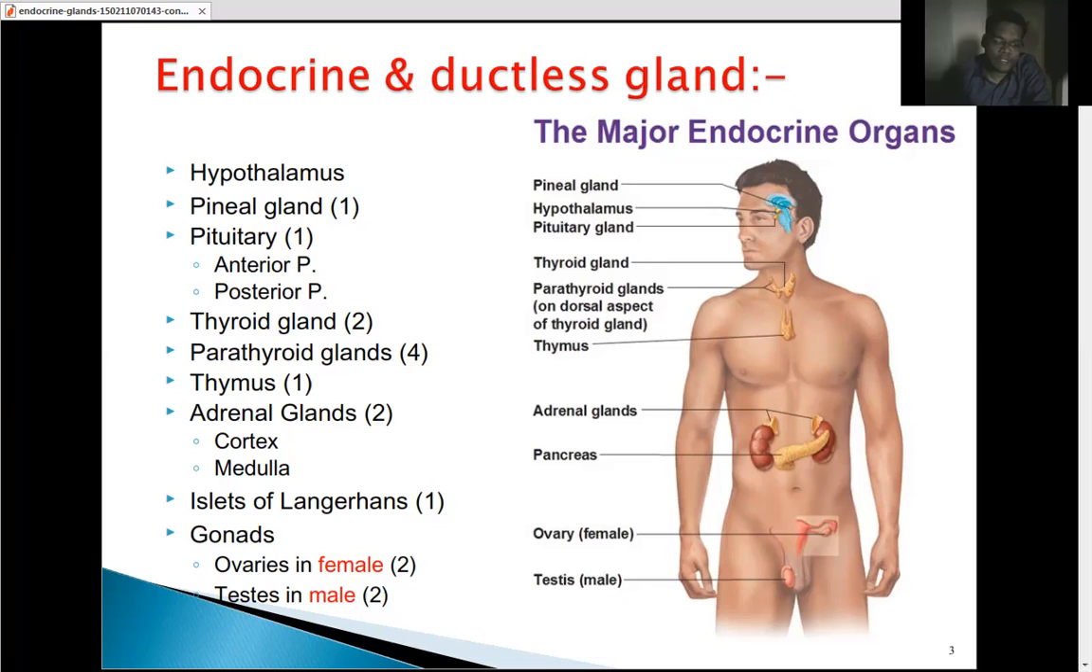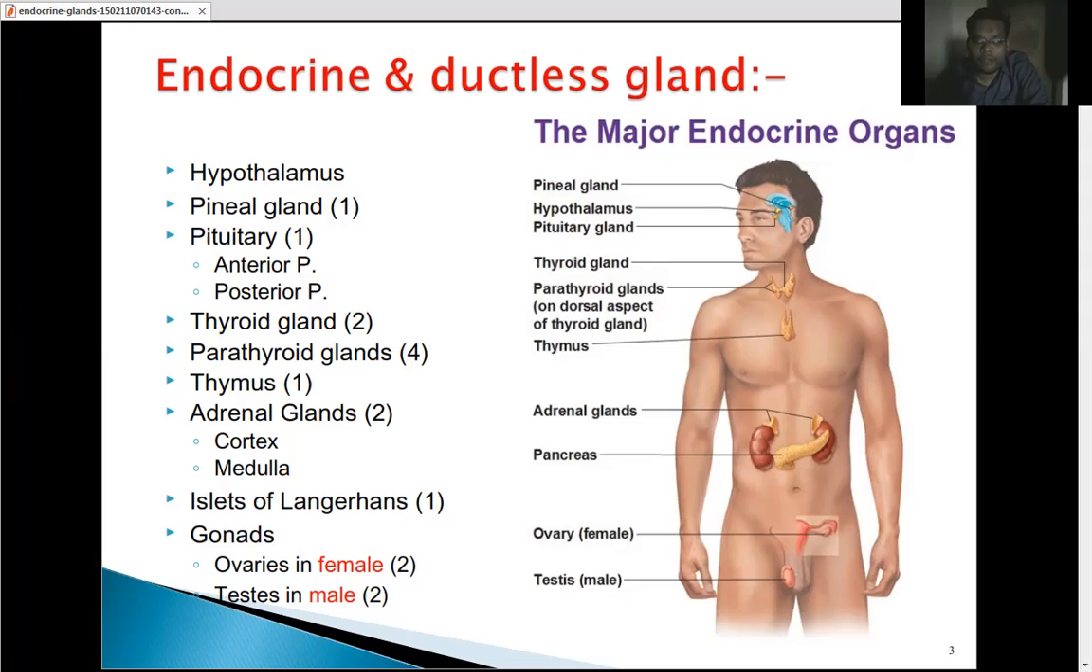Then the gonads, our reproductive organs: ovaries in the female, which are two, and testes in the male, which are also two. So that is the number of glands we have in our body. In the diagram you see the pineal gland and the hypothalamus.